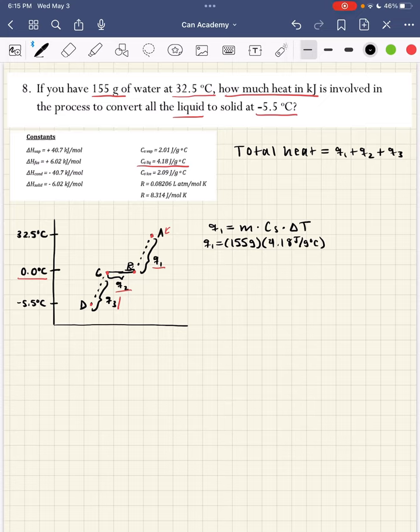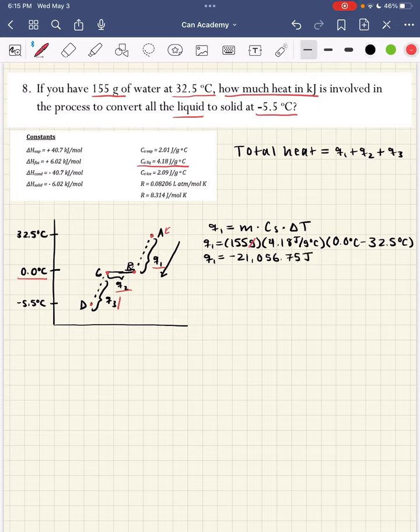Now this is going to be the hardest part for this one. Delta T is equal to the final temperature minus the initial temperature. In this segment, we can see we're going from A to B. So our final temperature is going to be 0 degrees Celsius, and our initial temperature is going to be 32.5 degrees Celsius. When we multiply all of this out, we get that Q1 is equal to negative 21,056.75 joules. And this is important.